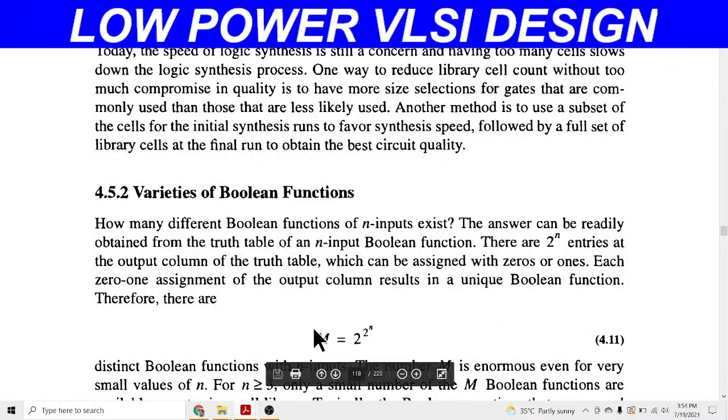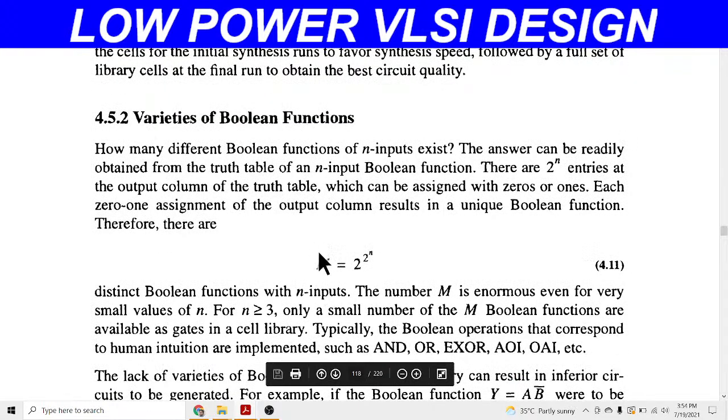So there is a relationship between the number of bits and Boolean functions. This M is used to represent the number of Boolean functions, and this N is the number of bits that is provided as an input to the circuitry. Suppose I am considering n equal to 2, so 2 raised to power 2 is 4, and 2 raised to power 4 is 16. So m equals 16. It means that if any digital circuitry has two inputs, we can implement 16 different Boolean functions.